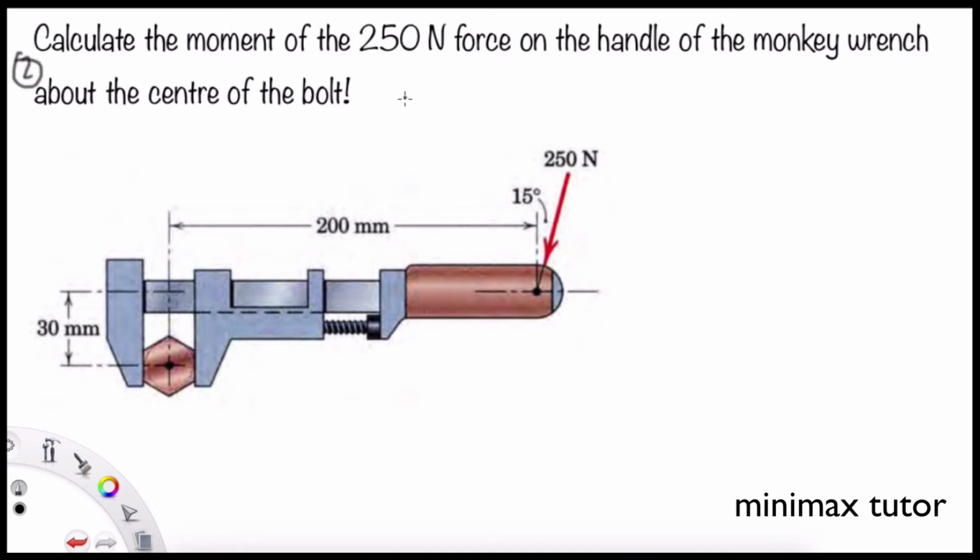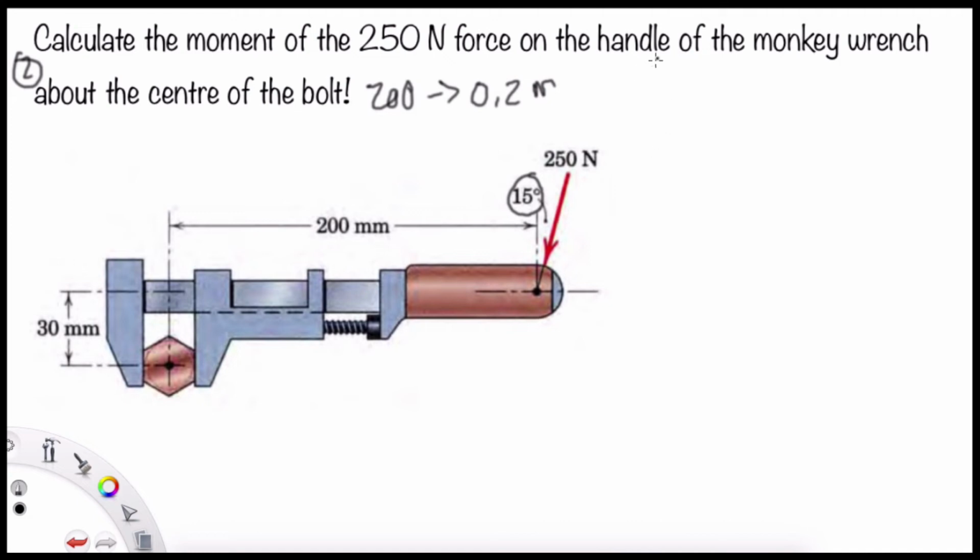Calculate the moment of the 250 Newton force on the handle of the monkey wrench about the center of the bolt. So we have the monkey wrench here, and it is the bolt. The force is coming here, maybe from a human hand, and it creates an angle of about 15 degrees. And the distance here is 200 millimeters. Previously we converted this to be 0.2 meters, because we want the unit to be Newton meter.